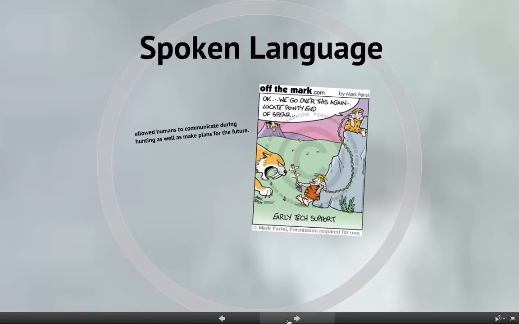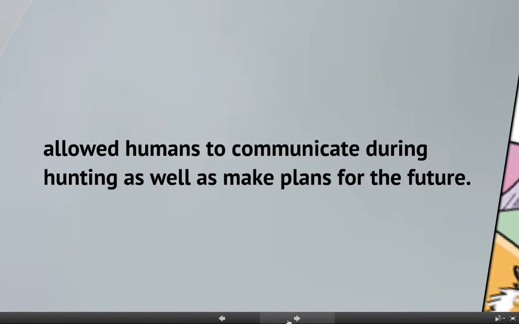We then go to spoken language. Eventually, every society in the world learns how to use spoken language. What this allows us to do is to communicate during hunting, which makes us more proficient at hunting, being better hunters, right? We can communicate and come up with a plan, but also to make plans for the future, right? We can communicate that by talking to one another.